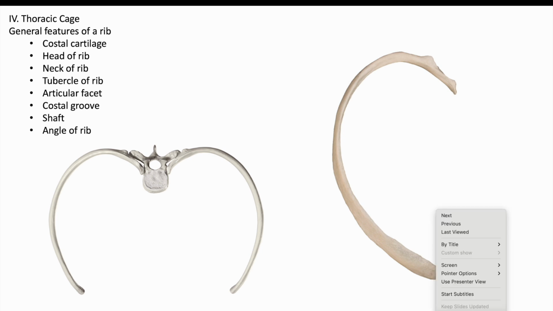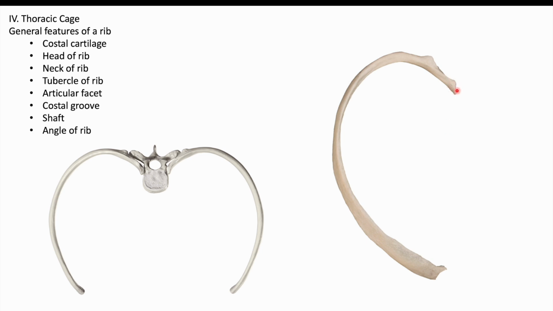If you take a closer look, this is actually the costal cartilage that is in this area. So it doesn't look even compared to this top region right here. And this is the costal cartilage region of the rib. So this is the costal cartilage region. This is the head region right here.